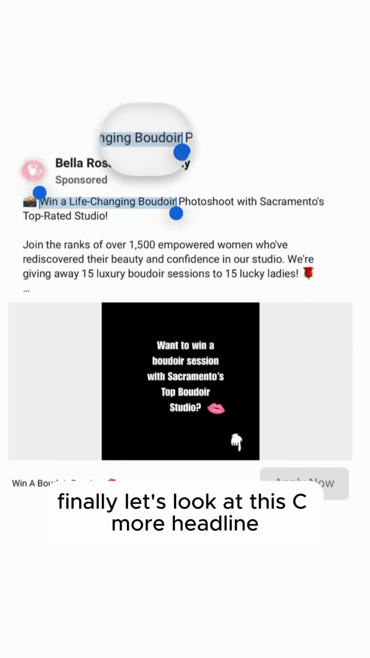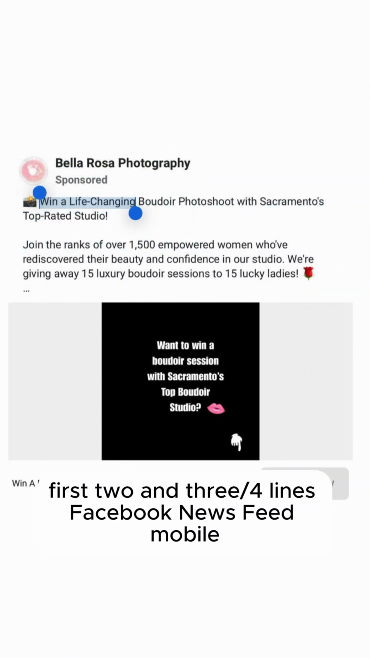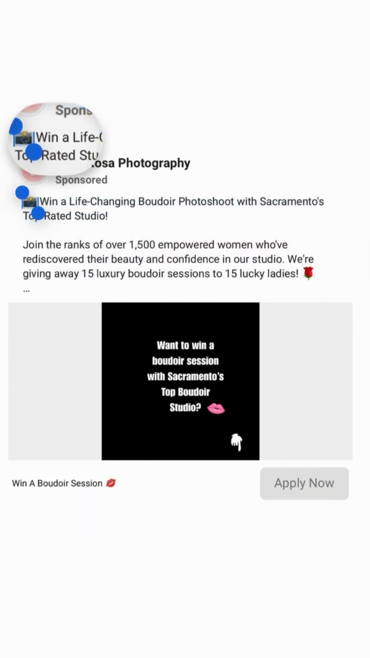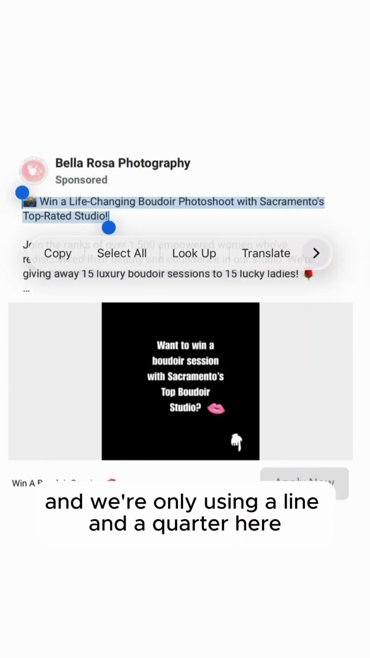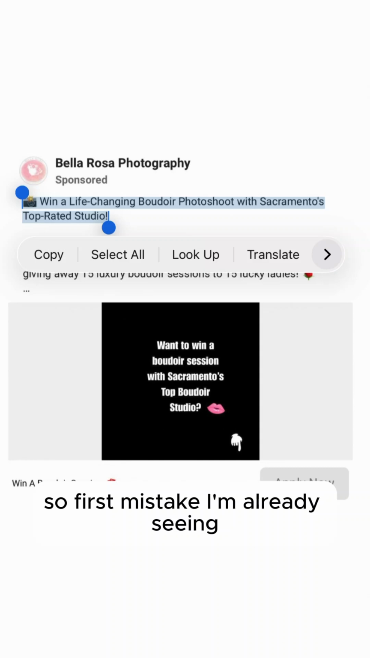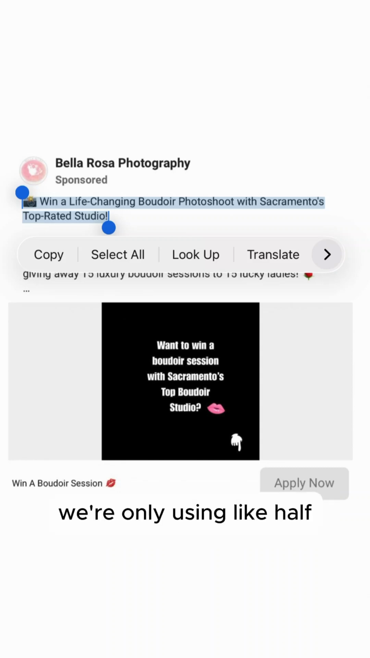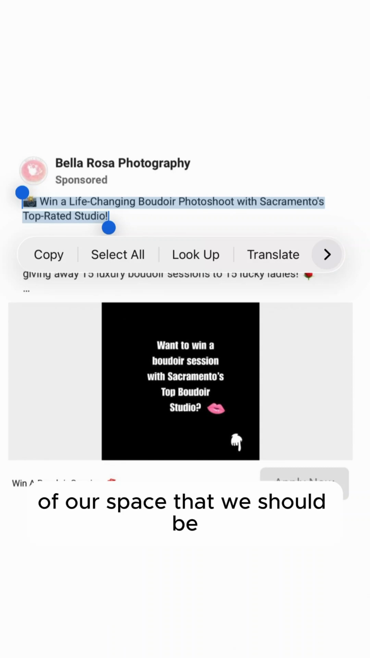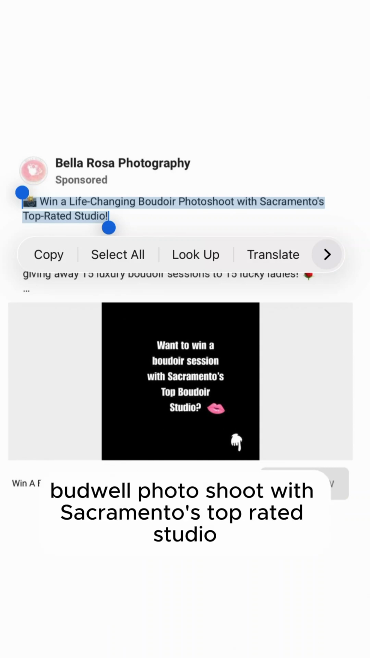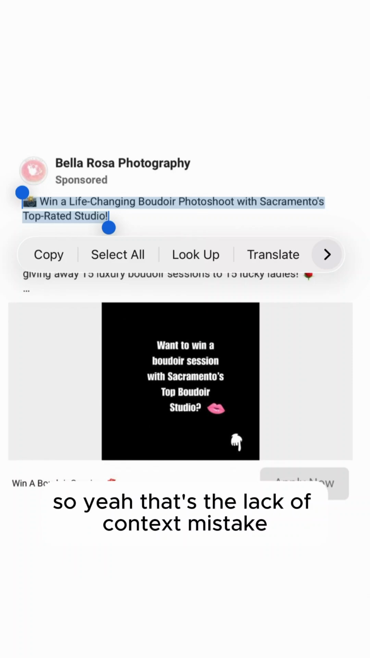Finally, let's look at this See More headline. First 2 3/4 lines, Facebook newsfeed mobile. And we're only using a line and a quarter here. So first mistake I'm already seeing: we're only using like half of our space that we should be. "A life-changing boudoir photo shoot with Sacramento's top-rated studio." All right, so we only got one contextual element here. So yeah, that's the lack of context mistake.